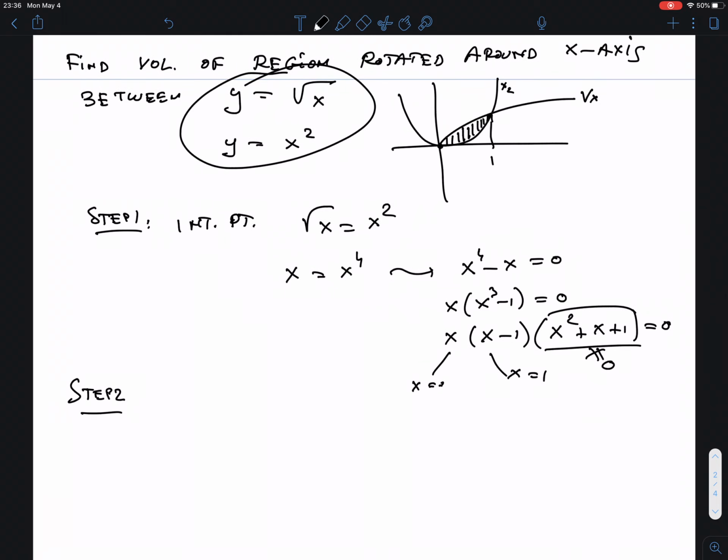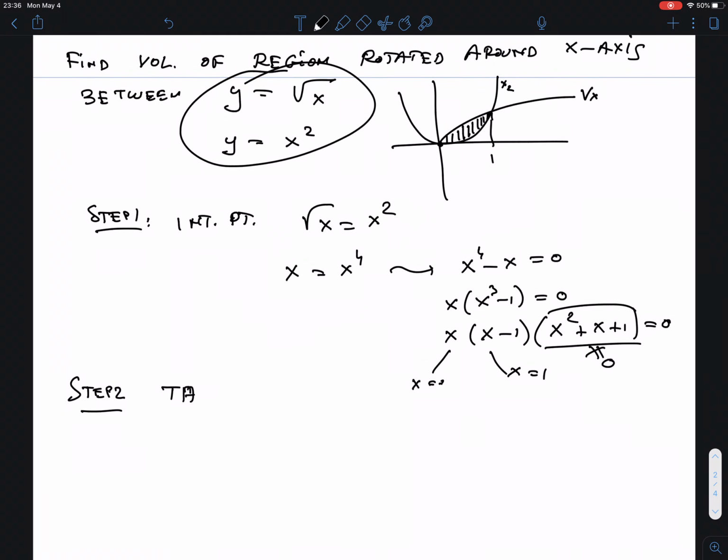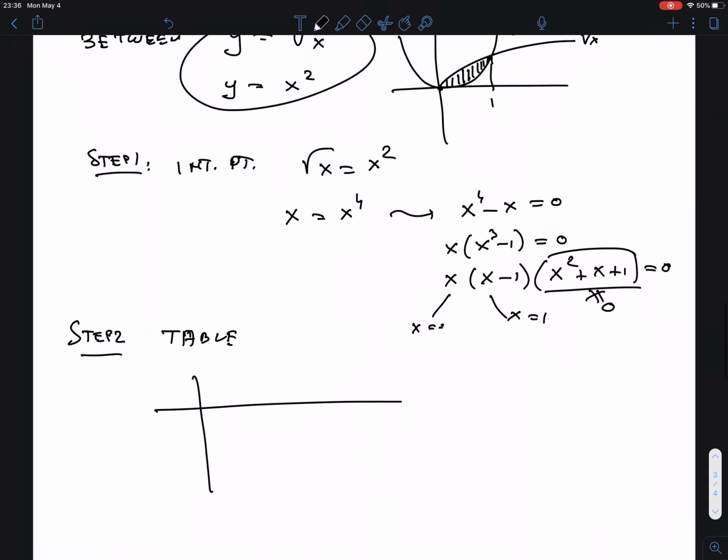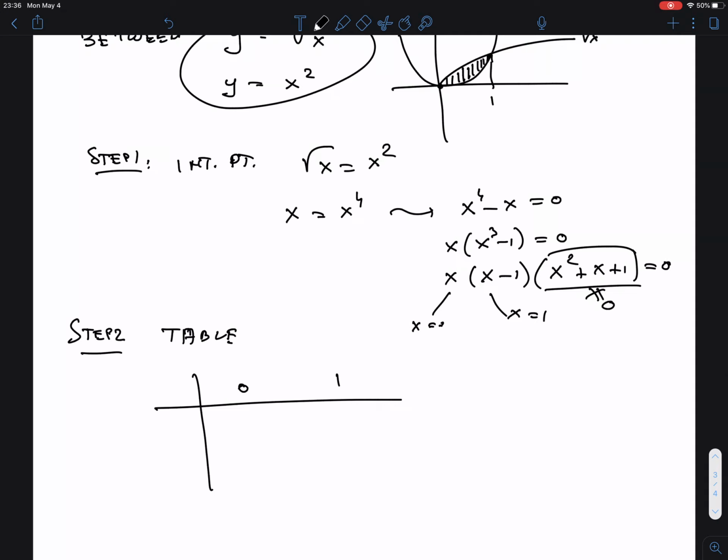So what we do next is a table. Why do we make the table? Remember, we're making the table so that we know which one of the two is on top. Well, you see it on the picture, but suppose you don't. So let's work it out completely algebraically.